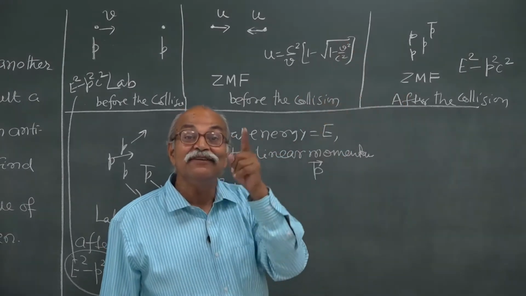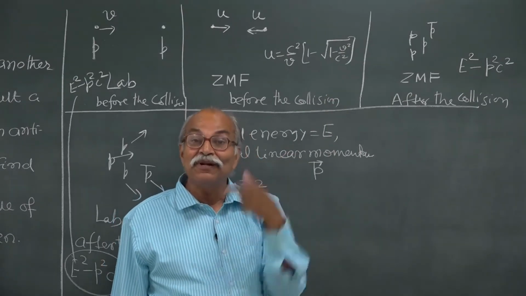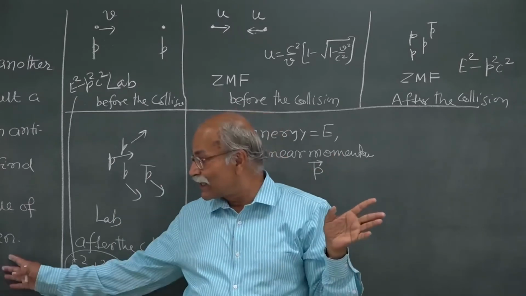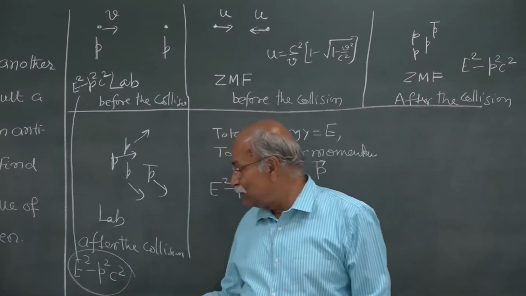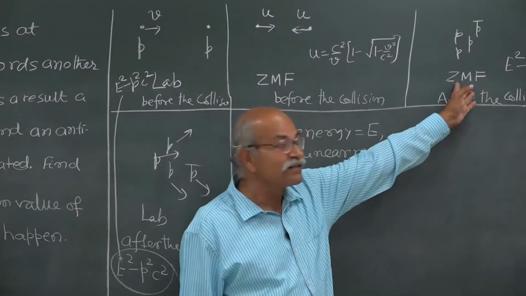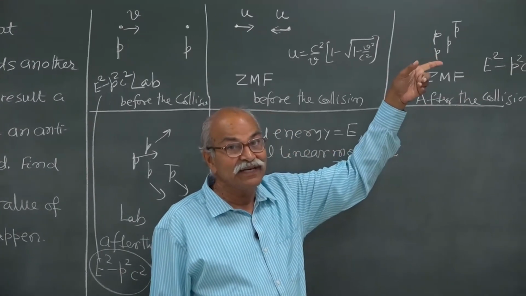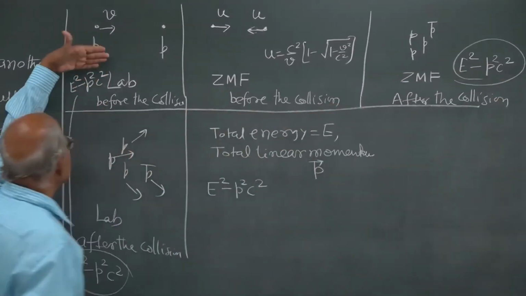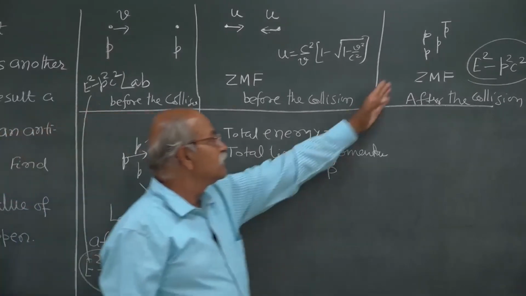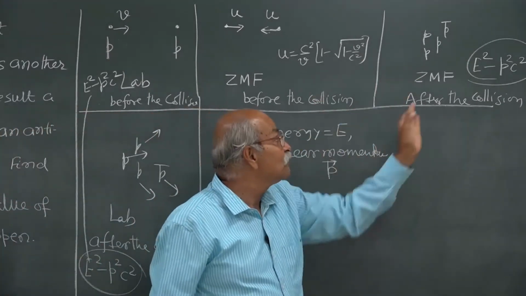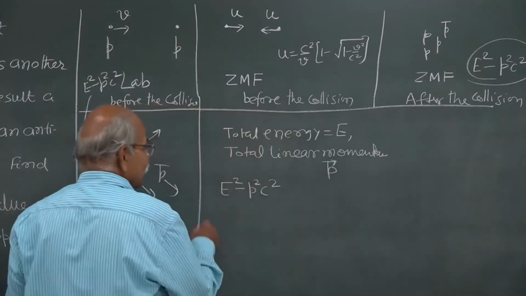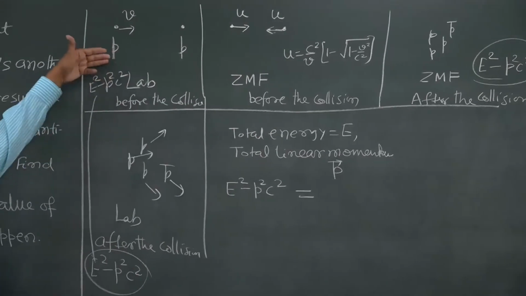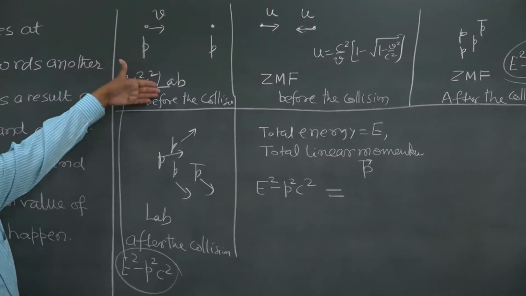quantity is Lorentz invariant. When you do all kinds of Lorentz transformations, E will be different here and E will be different here, P will be different here and P will be different here, but E square minus P square C square is the same, and therefore all these three are the same. This one and this one, all values of E square minus P square C square are the same. Okay, so let us calculate this from here, before the collision in the lab frame.